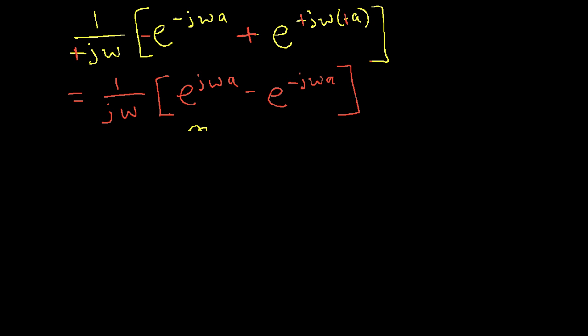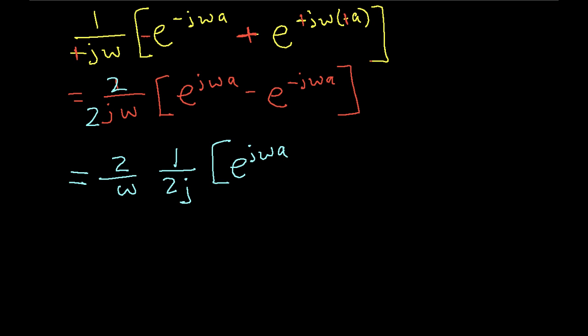These next several steps may look like I am just randomly choosing numbers and multiplying and dividing by them, but there is method to this madness. The idea is that I know what I want the final solution to look like, and I know how to get there having seen other people do it. So if you're looking at this and saying, why on earth is he doing this? Hang on. In a little bit, it will become clear why we're doing it. So now I multiply the top and bottom by 2, and this is equal to 2 over omega, times 1 over 2j, times e to the j omega a minus e to the minus j omega a.